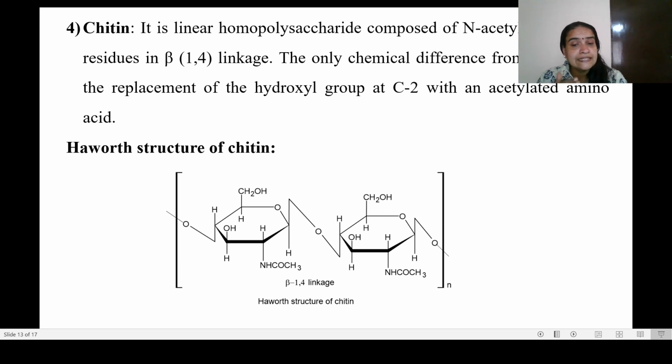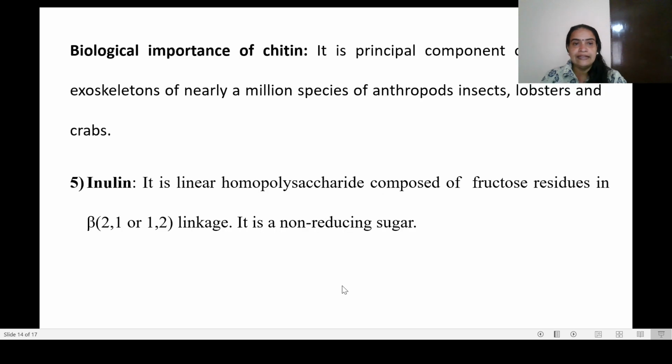The linkage is very similar to that of cellulose. The only chemical difference from cellulose is the replacement of the hydroxyl group at the second position with an N-acetyl amino group. This is the Haworth structure of chitin, very similar to that of cellulose. The only thing is, at the second position of all the glucose units, the OH group is replaced by NHCOCH3. The linkage is the same, which is beta-1,4-glycosidic linkage.